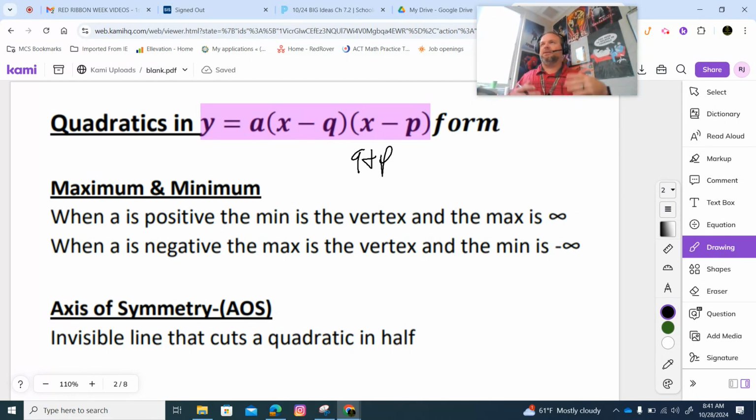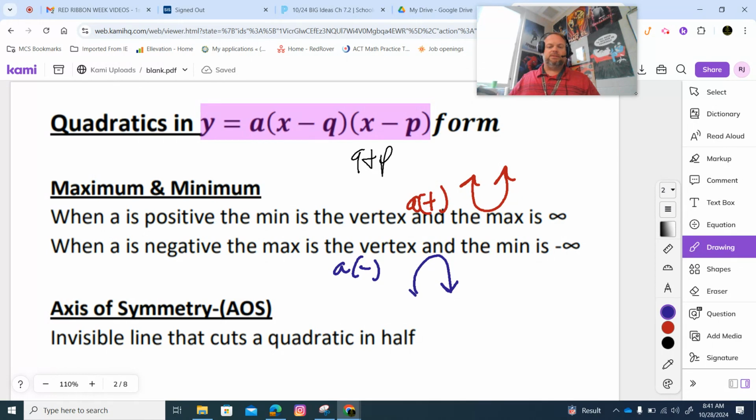Now, a couple of things as a refresher. We have seen some of these maxes and mins before, except now we're going to have it as it applies to a quadratic. Just remember, a quadratic looks like this. When A is positive, it looks like this, so it's a smiley face. The minimum is the vertex, and the max is positive infinity. And when A is negative, it looks like this. It's a frowny face. The max is the vertex, and the minimum is negative infinity.